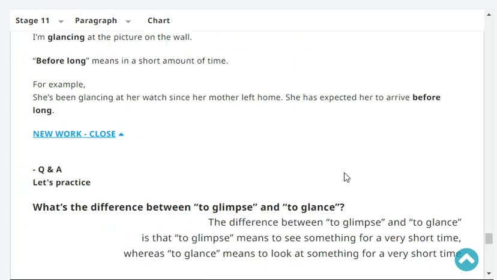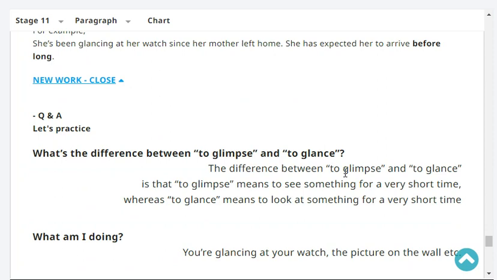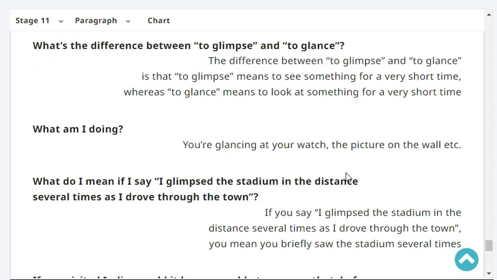Okay, let's practice. What's the difference between to glimpse and to glance? The difference between to glimpse and to glance is that to glimpse means to see something for a very short time, whereas to glance means to look at something for a very short time. Very good.